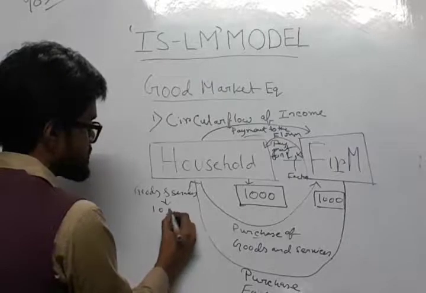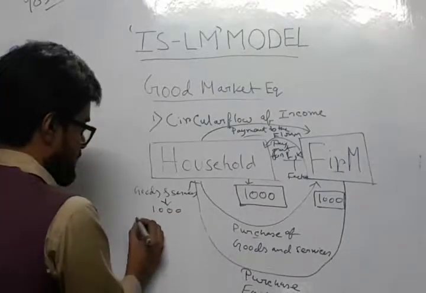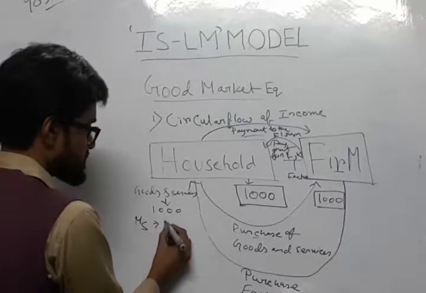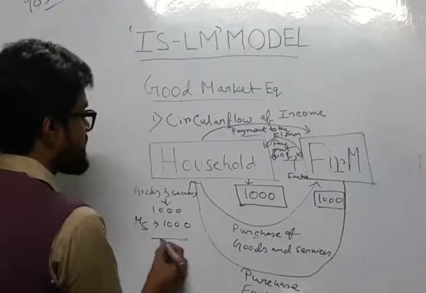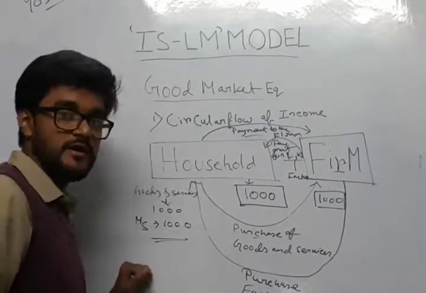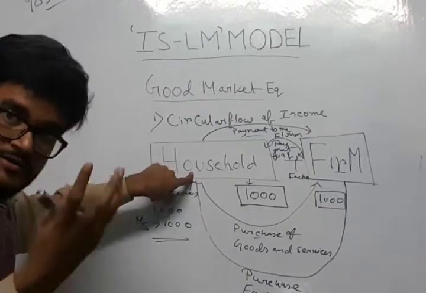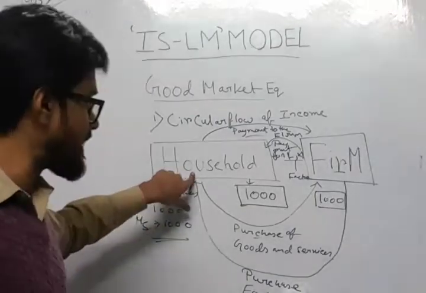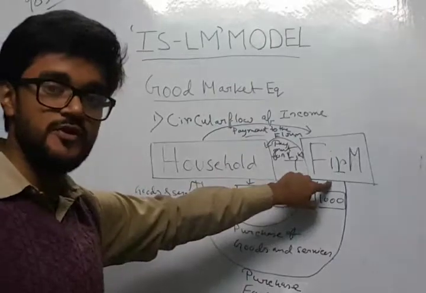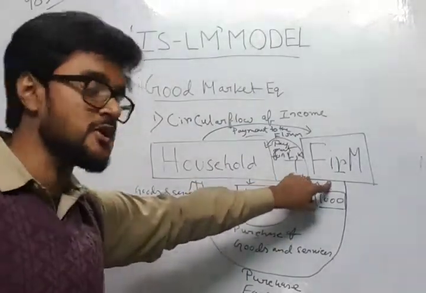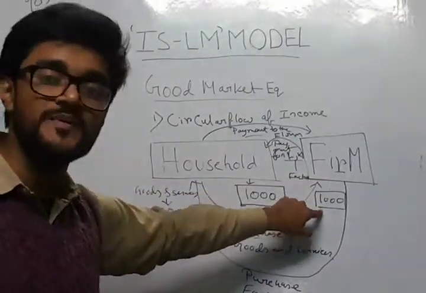Of 1,000 rupees. So, the money supply in the economy is 1,000. Let us assume this example, okay? Now, as you can see, the household has got 1,000 rupees in hand, and the firm has produced goods worth 1,000 rupees.